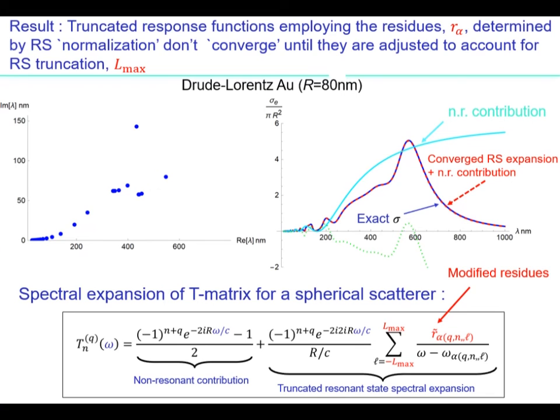We solved this problem by modifying the response function residues to take into account the finite truncation of the spectral expansion and thereby constrain the truncated response functions to have the same analytic properties as their ideal non-truncated counterparts. As seen in this graph, a corrected truncated expansion with a sufficiently high Lmax does indeed reproduce the exact response function predictions for electric dipole cross-sections of a Drude-Lorentz modeled gold sphere.